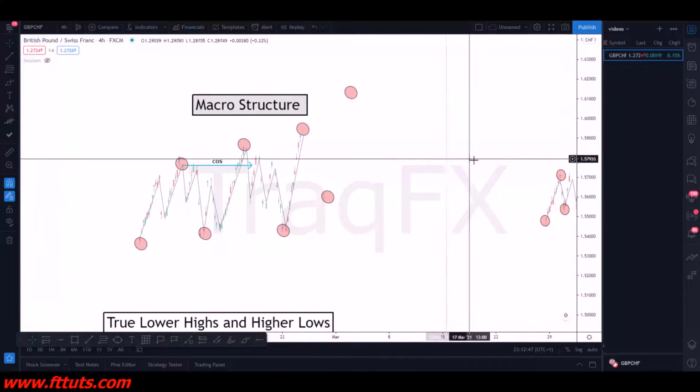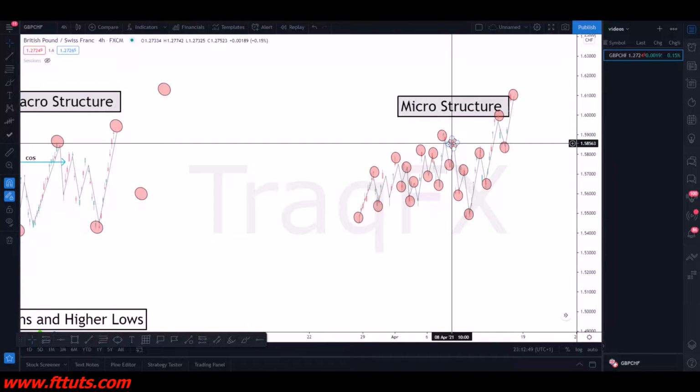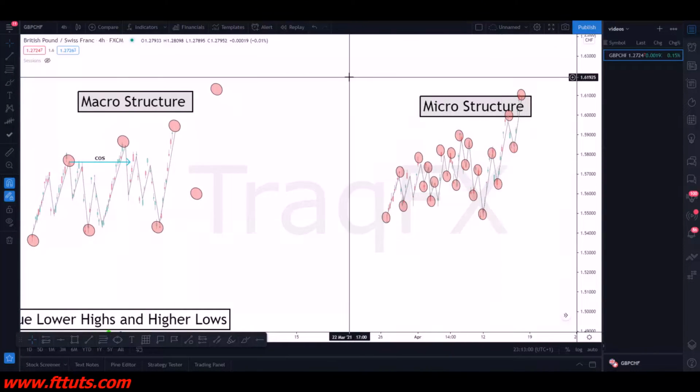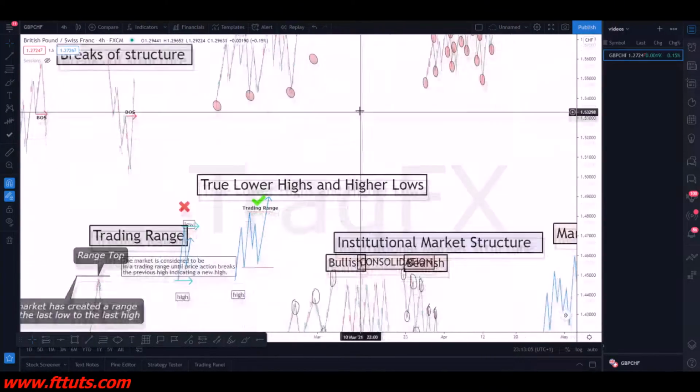So that's macro structure, and then this is microstructure. Now microstructure is mainly found on the smaller time frames, such as the 15-minute. Well, technically you can find that on all the time frames, but macro is generally found on the 4-hour, the 1 hour, and the higher, while micro is usually found on the 15-minute, 5-minute, and so on. Now we went over all of that.